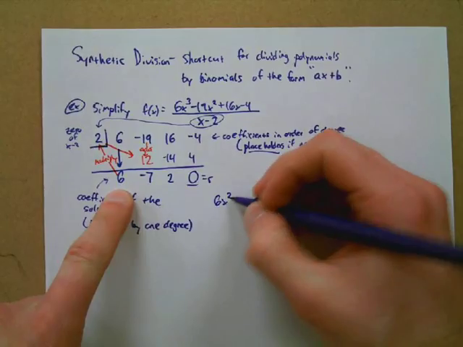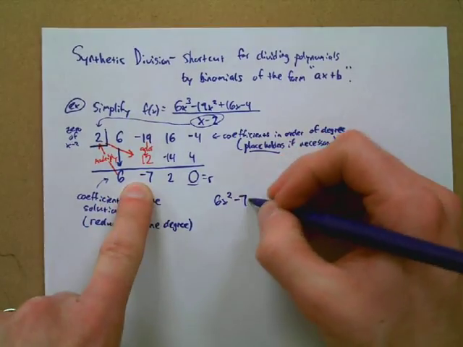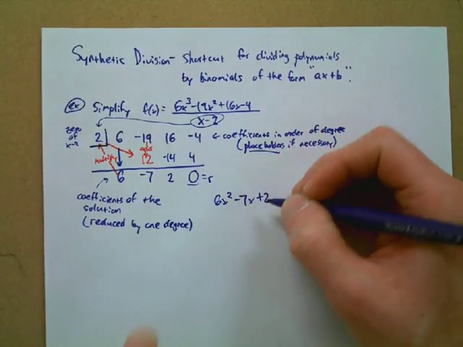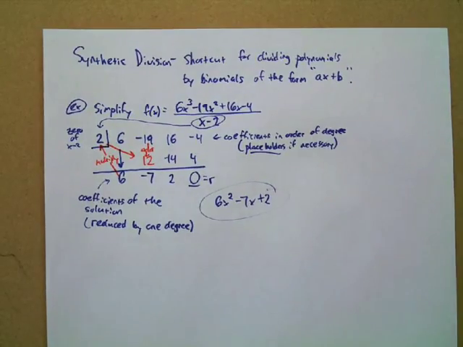Questions on any of that? Alright, let's try another one here. And I'll give you guys one to try. x to the 4th minus 10x squared minus 2x plus 4 all over x plus 3.